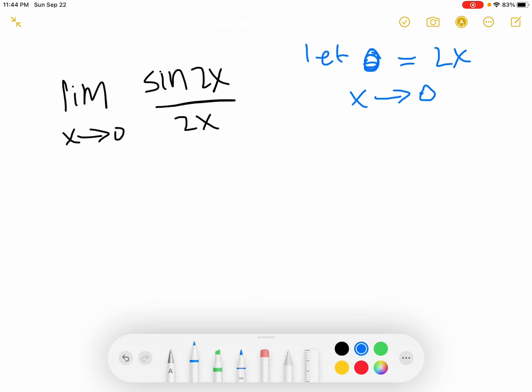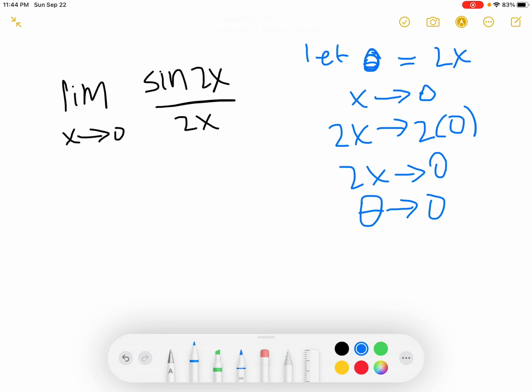So we're going to say, okay, x goes to 0. Now we have to make it to where this looks like this. We just do that by multiplying by 2. We also have to do that on the other side, but obviously that doesn't matter because that still is this. Now we can replace 2x with theta, because up here we established that they were equal.